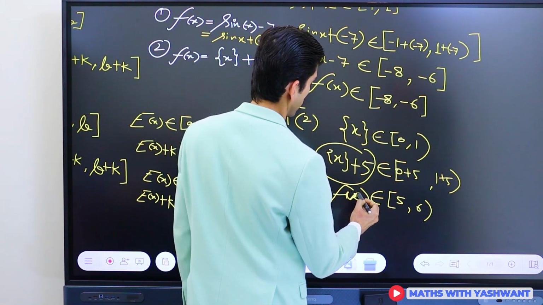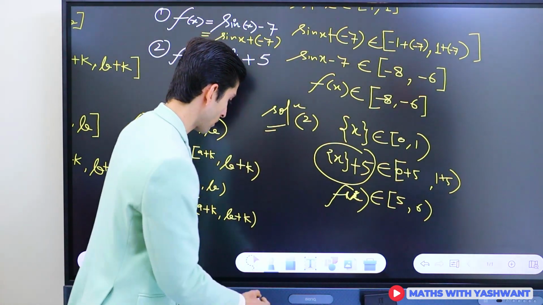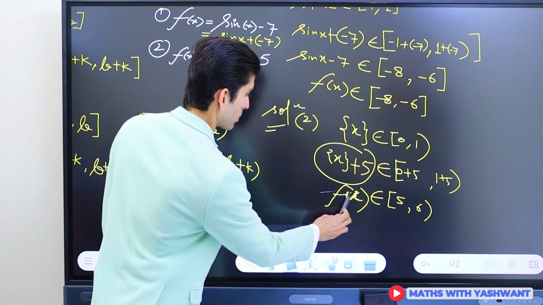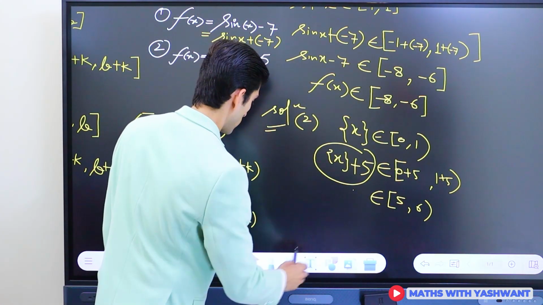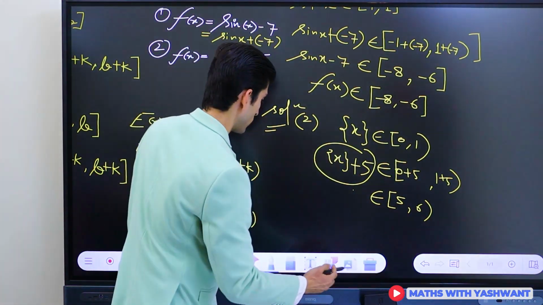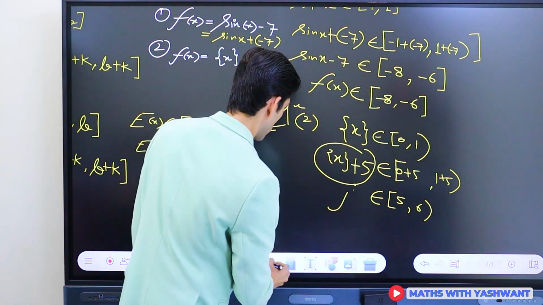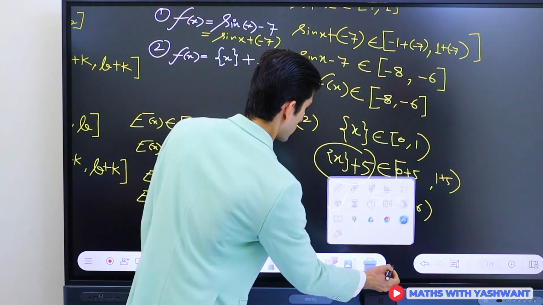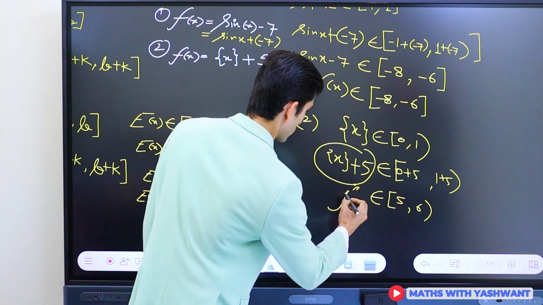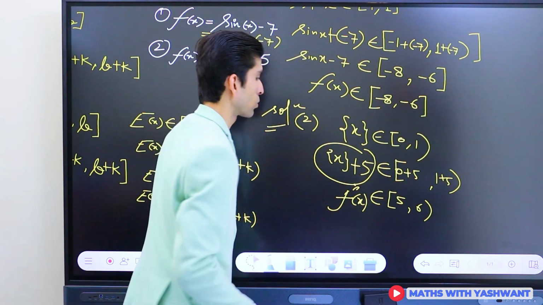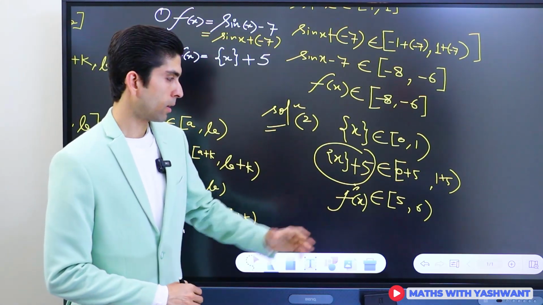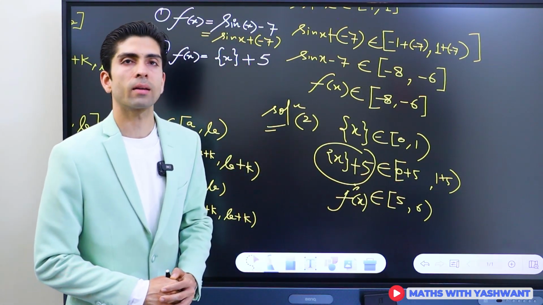So the range of f(x) comes out to be, just a second, let me fix this. So the range of f(x) comes out to be closed 5 to open 6.